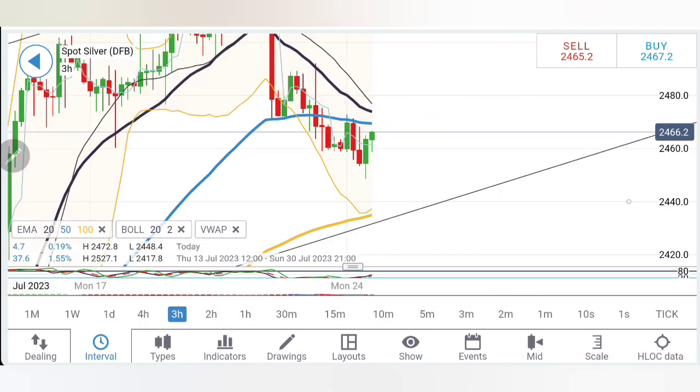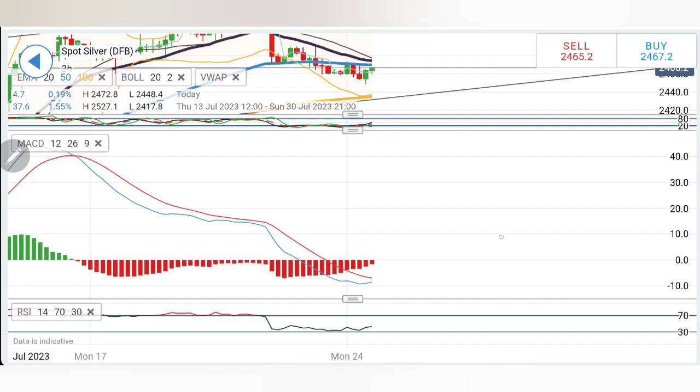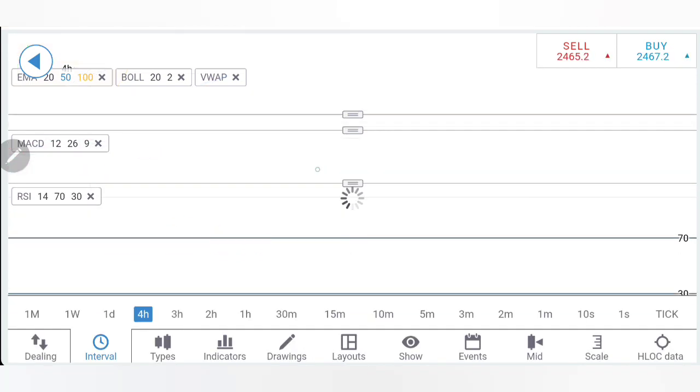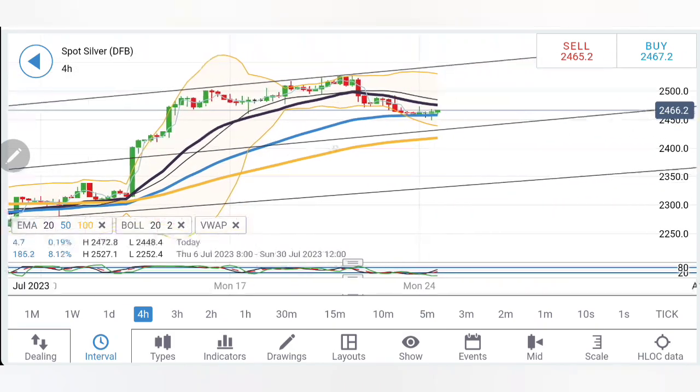Coming to 3-hour charts, see similar observation on the 3-hour charts as well. Yes, the prices were divergent from the 20 and 50 period moving average. It is looking forward to retrace here. Stochastic rising, MACD is still bearish. Wait for a convergence and crossover, and then the bulls will take over. RSI coming out of the bottom, it is looking upwards now.